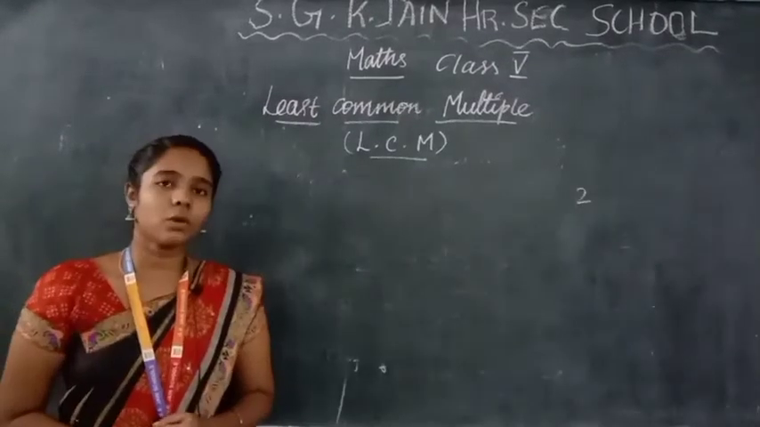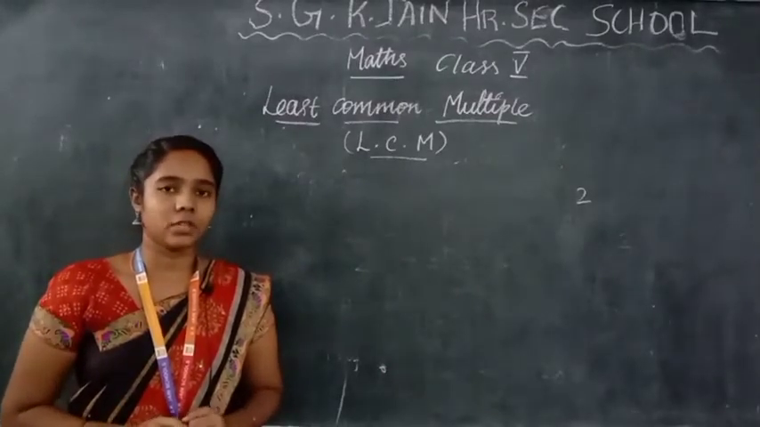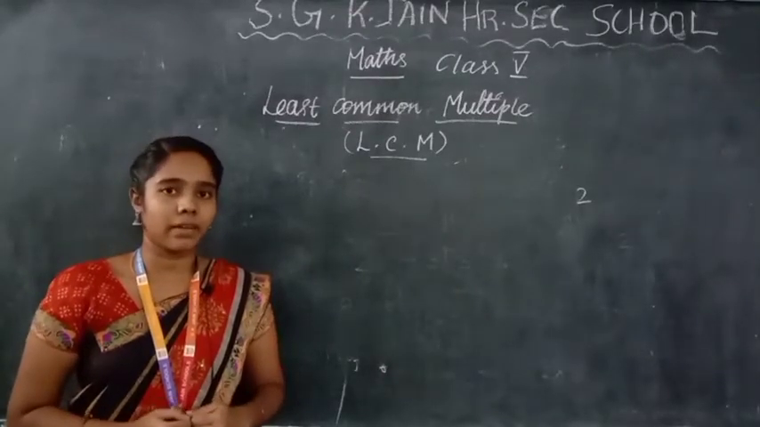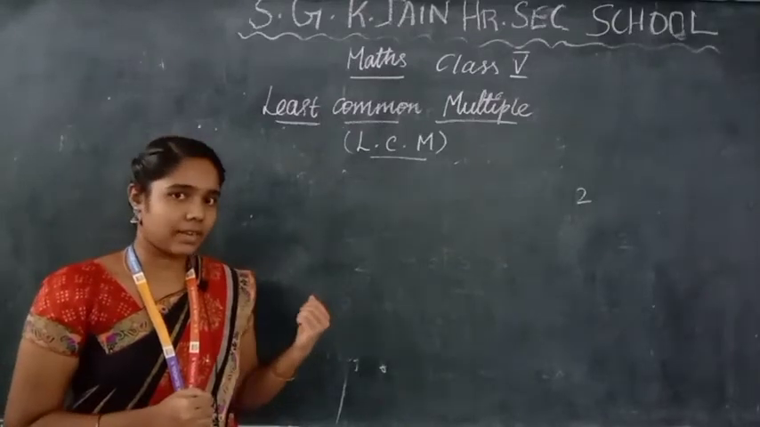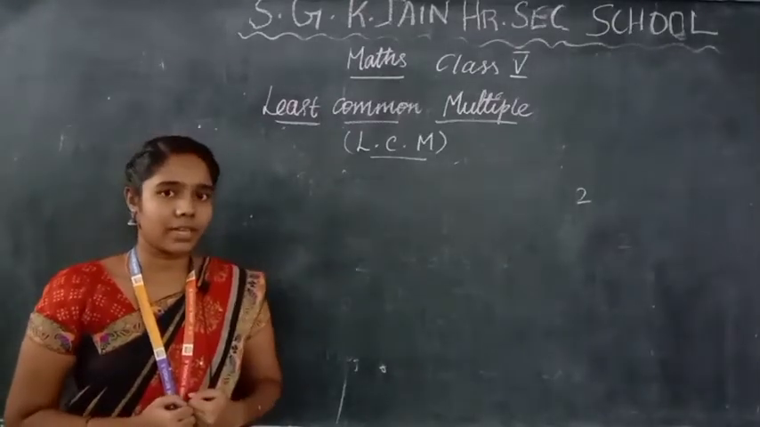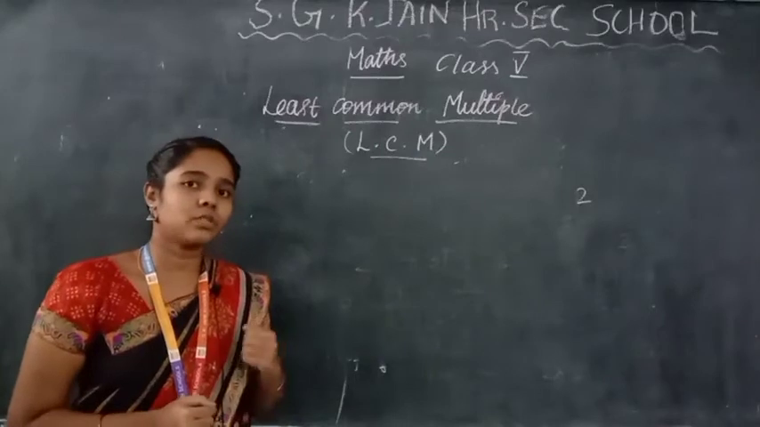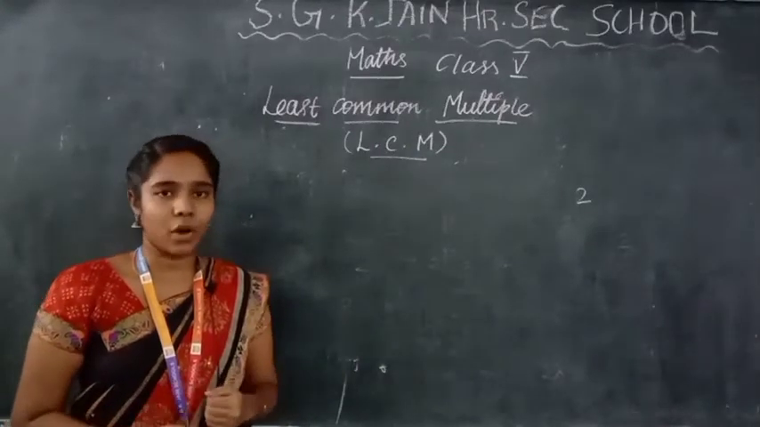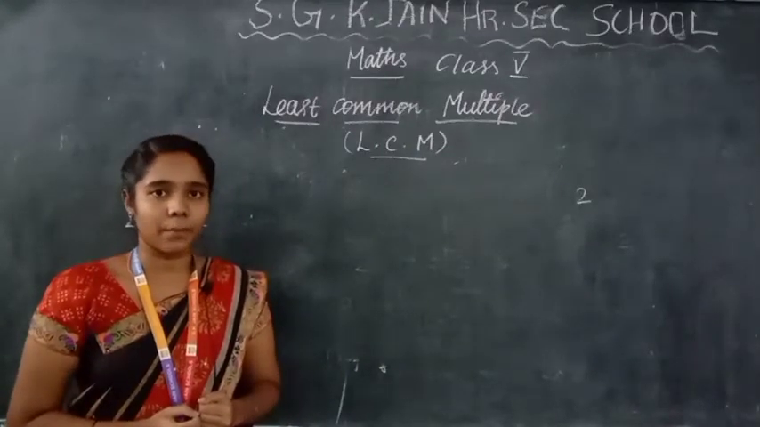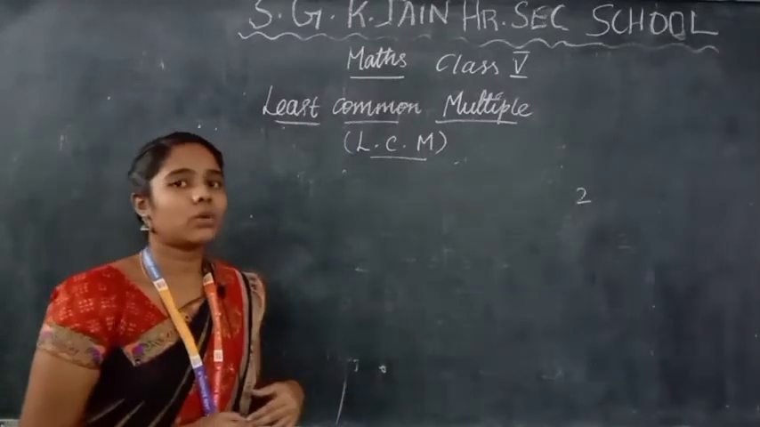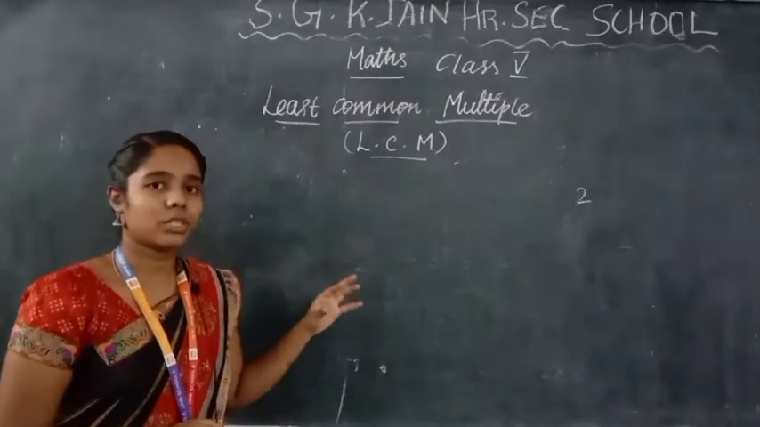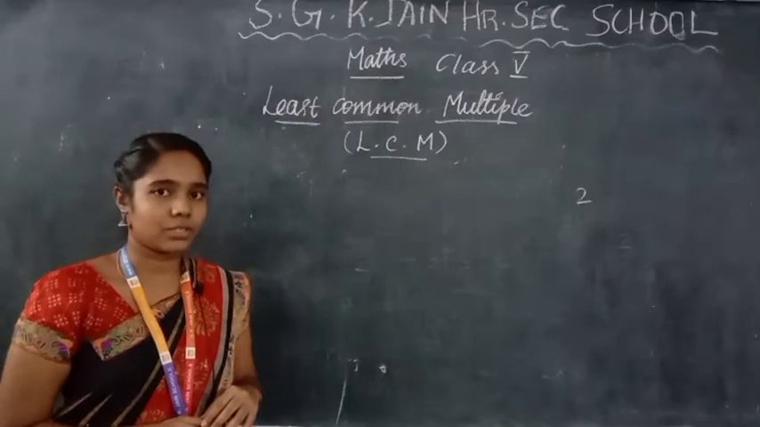Understood? So now we have found the least common multiple using the first method. It's very easy, right? We wrote 4 and 6, then we wrote the multiples of the two numbers, and then we found the common multiples. After that we found the least number which is common to both numbers, right children?